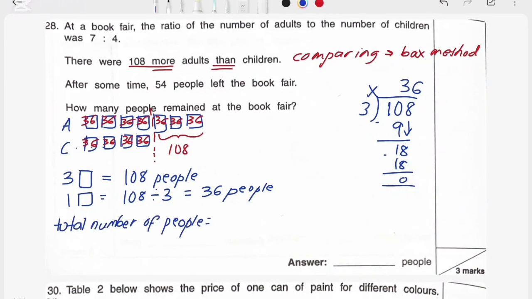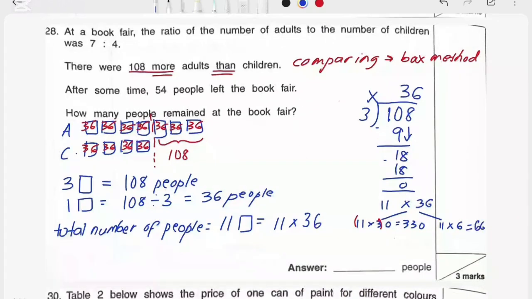Let's find the total number of adults and children at the book fair. 1, 2, 3, 4, 5, 6, 7, 8, 9, 10, 11. There are 11 boxes of 36 people each. So the total number of people at the book fair is 11 times 36. When you have 2-digit multiplied by 2-digit, do the split method. So 11 times 30 and 11 times 6. 11 times 30 is simply 11 times 3 with a 0 at the back, so it is equal to 330. 11 times 6 is equal to 66. So 11 times 36 is equal to 330 plus 66, which is equal to 396.